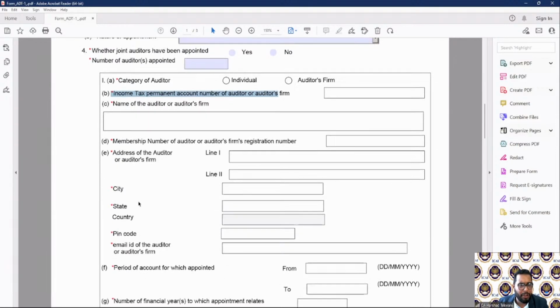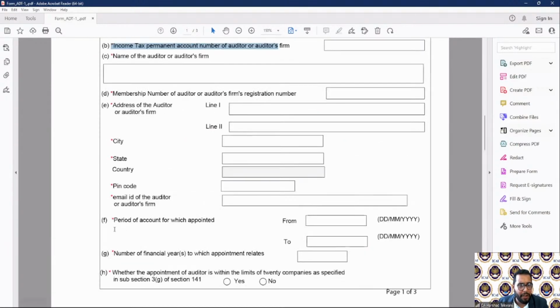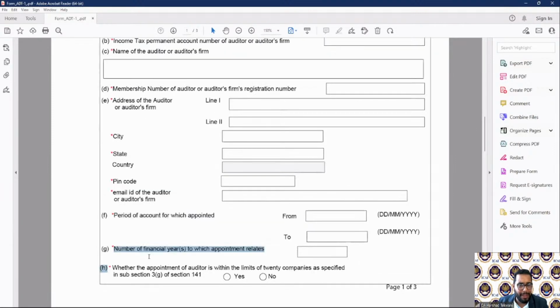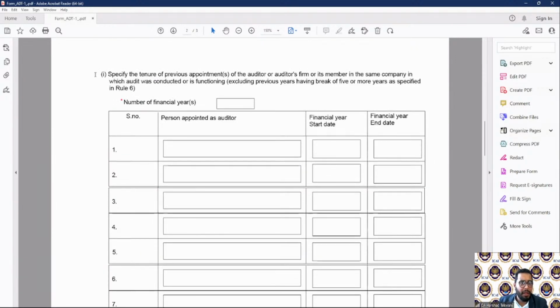So these are the details of the auditors which are required to be submitted: period for which the appointment has been done, number of financial years to which the appointment relates. Whether the appointment is within the limits of 20 companies specified under 3(G) of 141, we'll see this particular thing. Then specify the tenure of previous appointment, excluding the previous years having a break of more than 5 years. So if there is a break of 5 years or more, then exclude that.